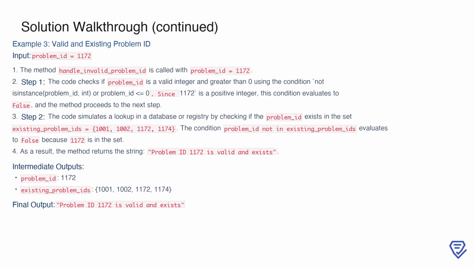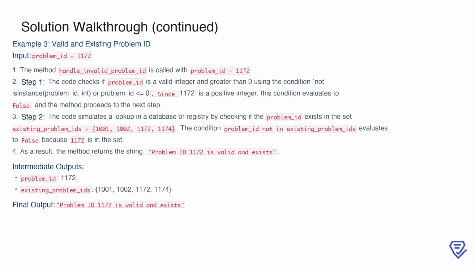handle_invalid_problem_ID first verifies if the problem_ID is a valid integer greater than 0 using the condition not isinstance(problem_ID, int) or problem_ID equals 0. Since 1172 is a positive integer, this condition evaluates to false, so the code continues. The method then performs a lookup in the set existing_problem_IDs, which includes 1001, 1002, 1172, and 1174.